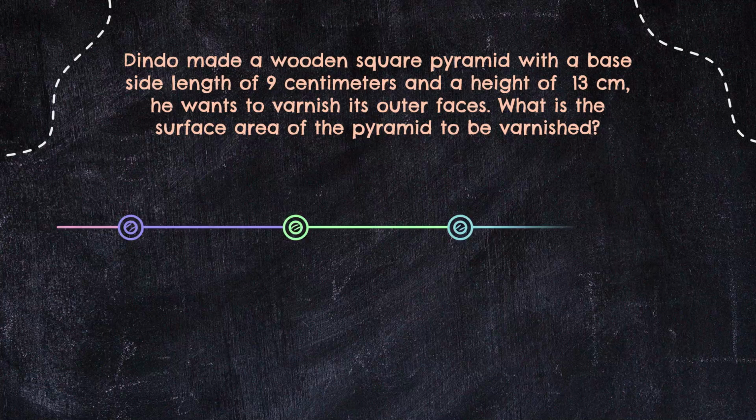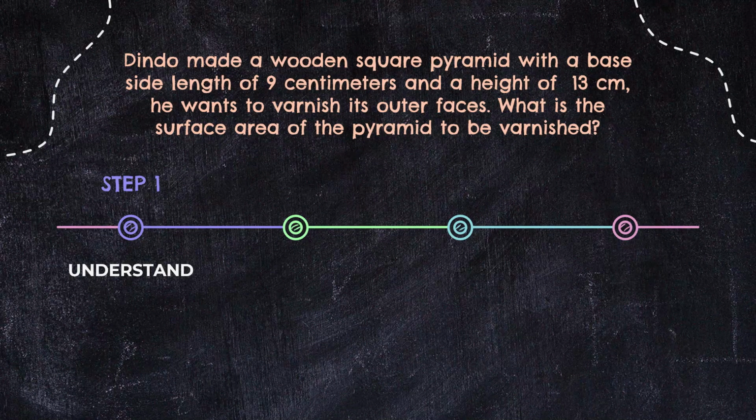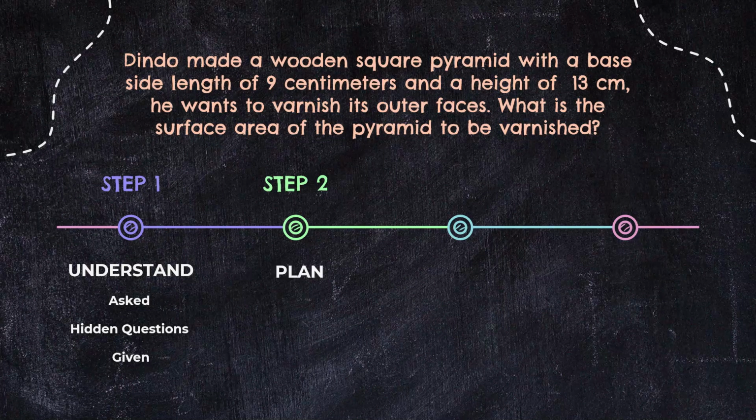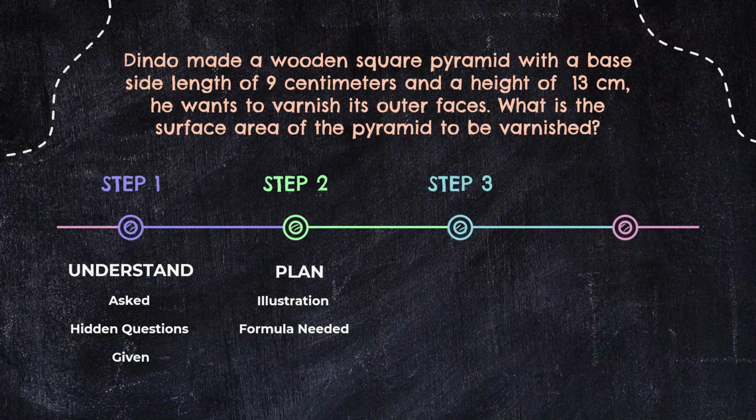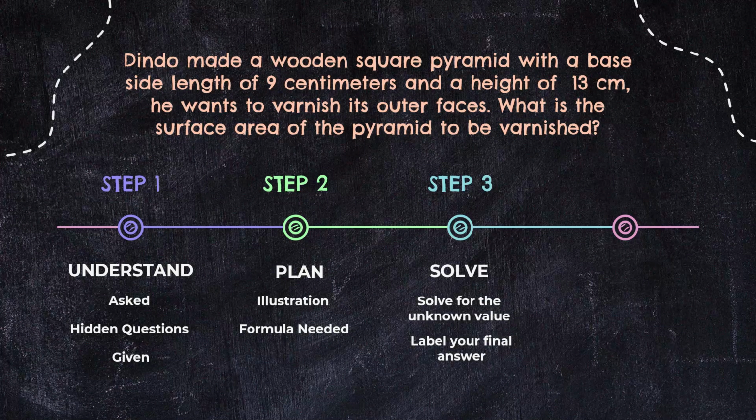To solve a given problem, we have the steps to be followed. Step 1 is to understand by knowing what is asked, hidden questions, and the given. Next, step 2 is to plan by making an illustration and by determining the formula needed. Next is to solve. We are going to solve for the unknown value and then label the final answer. And lastly, step 4 is checking your answer if reasonable.